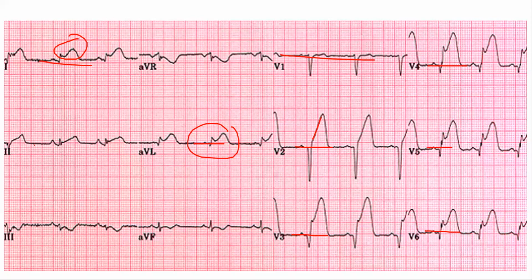After that, how do we know that it's not pericarditis? We look at the lead 2, 3, AVF. You can see that lead 2, 3, AVF have normal ST, there is no elevation in here. That means that's also okay. So this is anterolateral MI, but it's not pericarditis. If it was a pericarditis case, you might get ST elevation in lead 2, 3, AVF as well.